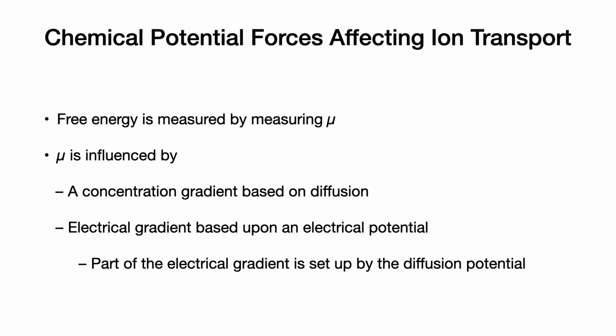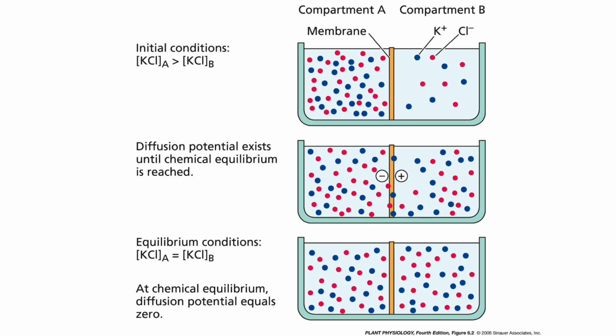We know that free energy is measured by measuring the chemical potential mu, and mu is influenced by a concentration gradient based upon diffusion and an electrical gradient based upon an electrical potential. Going back to the electrical gradient for a moment, part of the electrical gradient is set up by the diffusion potential, as shown here. How is the diffusion potential created? What is a diffusion potential?